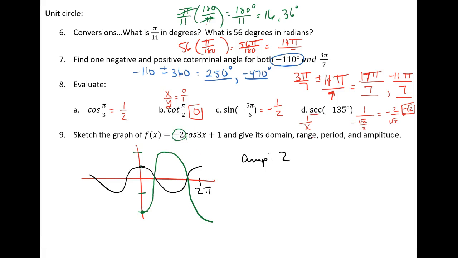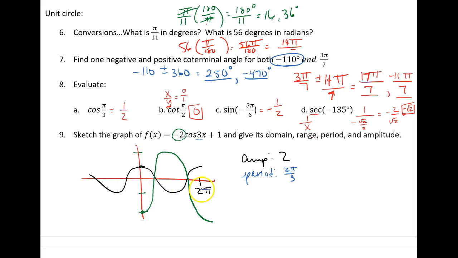Now we have a 3 right in front of the x. That's actually going to change the period. The way that it works is it doesn't mean that the period is 3. You're supposed to take that number and put it under 2 pi. So the period is now 2 pi over 3. That means that this graph is going to shrink, and you're going to see all of this before you ever get to 2 pi over 3.